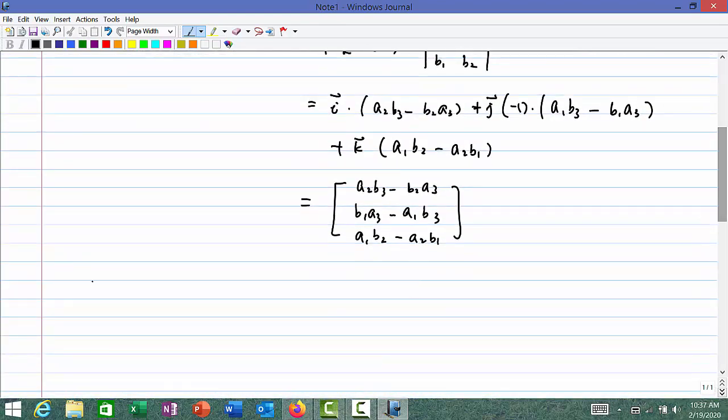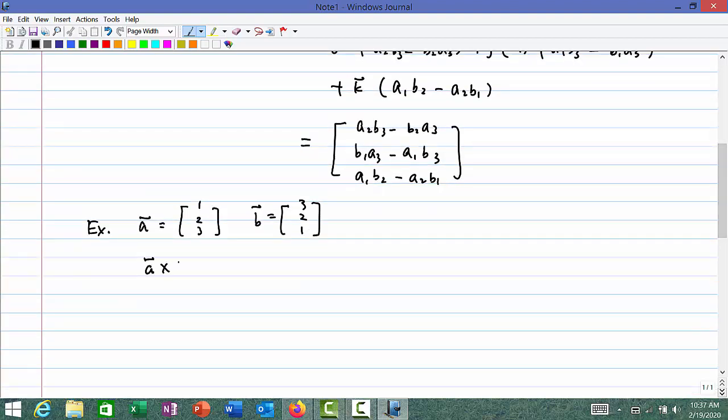So let's go over one simple example. Again, the vectors must be three-dimensional. A is 1, 2, 3, for example, and B is 3, 2, 1. Let's compute the cross product. According to what I mentioned before, it is the determinant of a 3 by 3 matrix. The first row is always i, j, k, the second row is determined by the A vector, 1, 2, 3, and the third row is determined by the B vector, 3, 2, 1.